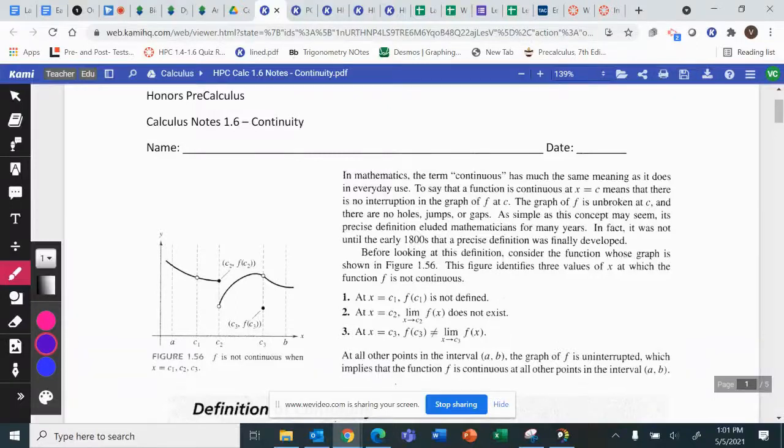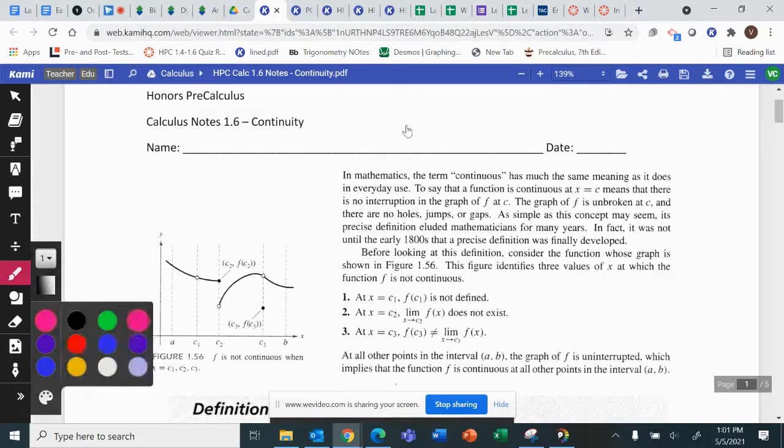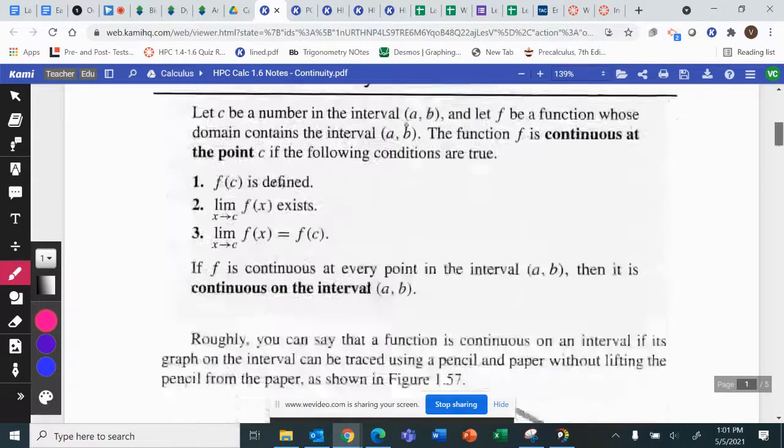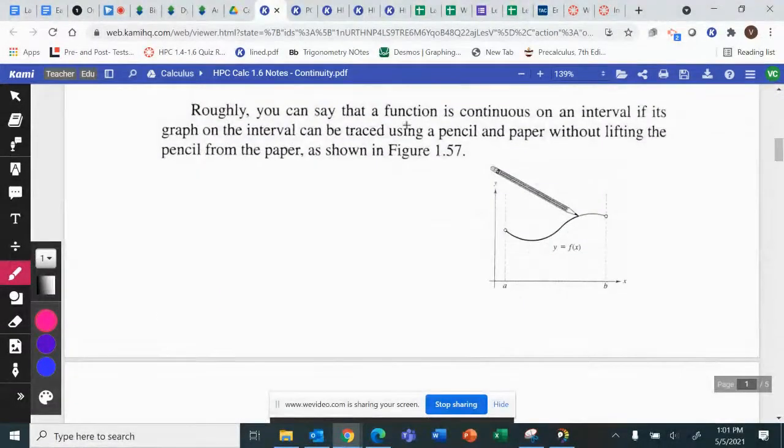Okay, so continuity is a term that we use to talk about if the graph is continuous. Could you take a pencil or a stylus, put it on the graph, here, there's like a little picture below, and trace the entire graph without having to pick up your stylus or pencil? If so, then it would be continuous.